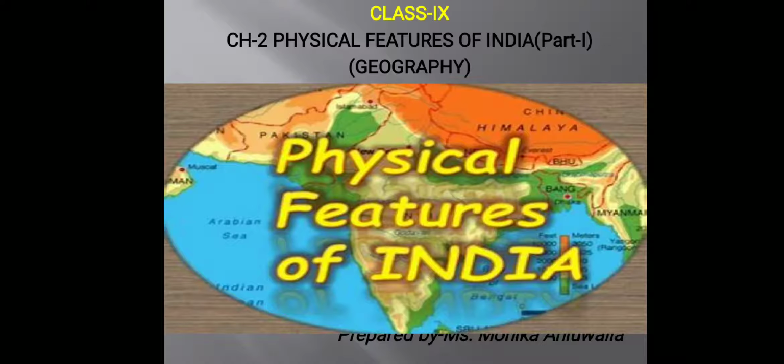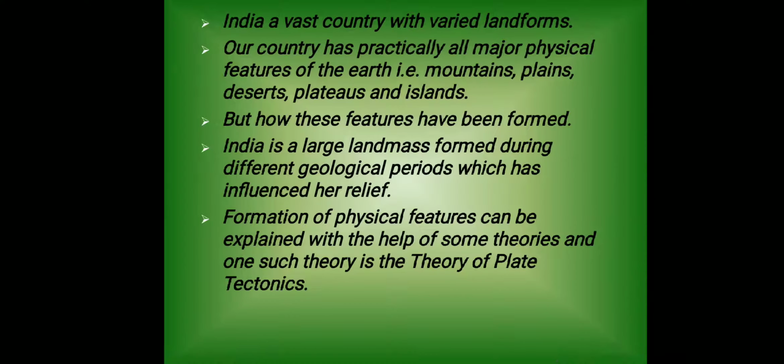Let's start with chapter 2 of geography, physical features of India. India is a vast country with varied landforms. Our country has practically all major physical features of the earth, that is mountains, plains, deserts, plateaus and islands. But how have these features been formed?